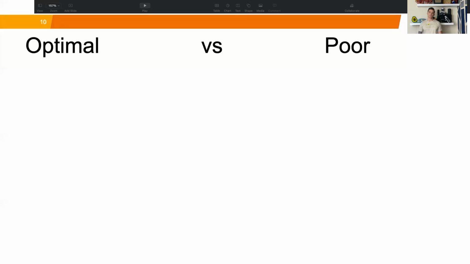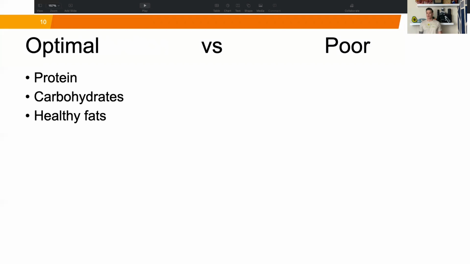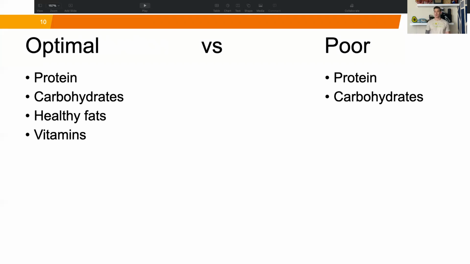So optimal versus poor, what are we looking at? An optimal diet or meal would have protein, would have carbohydrates, would have healthy fats, and it would have a lot of vitamins because you've taken nutrient-dense foods. Poor would have protein, carbohydrates, and unhealthy fats.